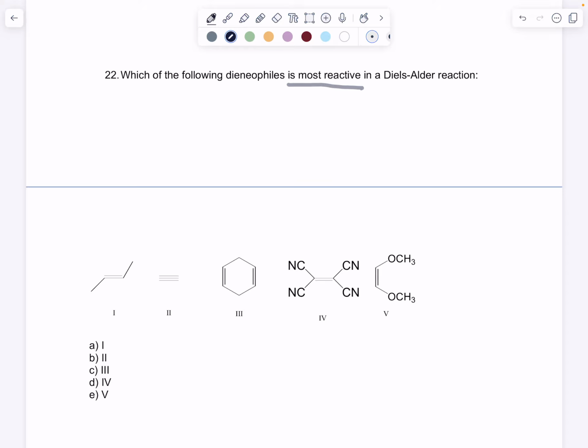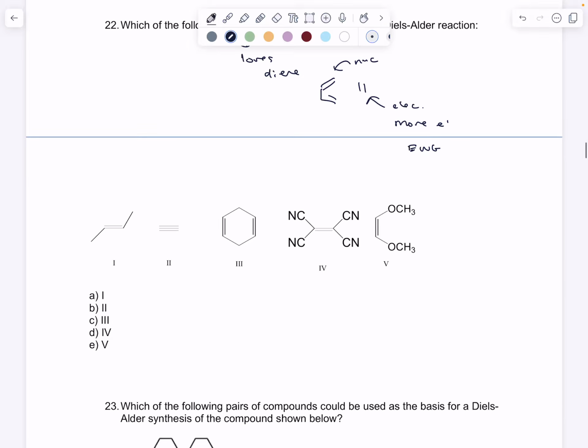So the dienophile is the one that loves a diene, is looking for a diene. So it's the double bond, and the diene has 2 double bonds. And the diene acts as the nucleophile in this addition, and this acts as the electrophile. So you should be looking for something that makes this more electrophilic, which means it must be electron withdrawing groups. So when I look at this CH3, that's electron donating.